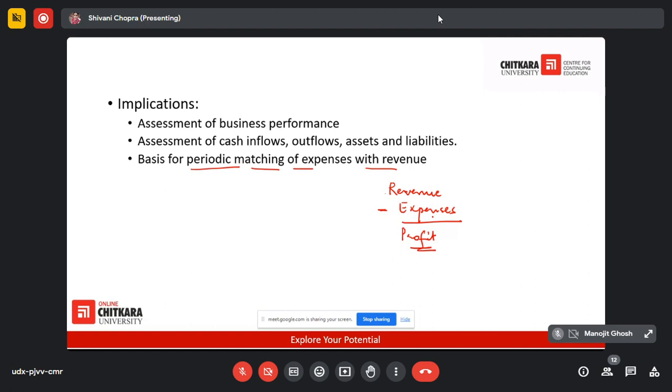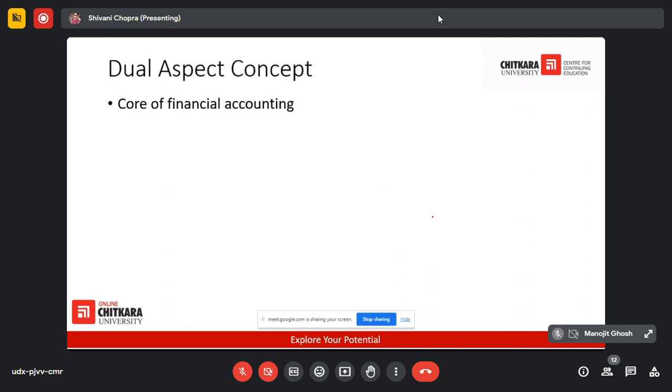When it combines with other principles, we can make adjusting entries. The next is the dual aspect concept. This is the core of financial accounting. What does it say? It says that if there is a transaction, it will always have double aspects. One is the debit, the famous one. Another one is the credit.